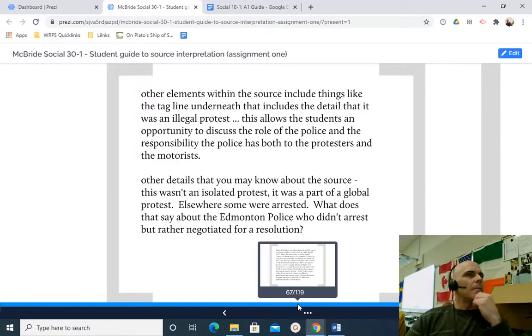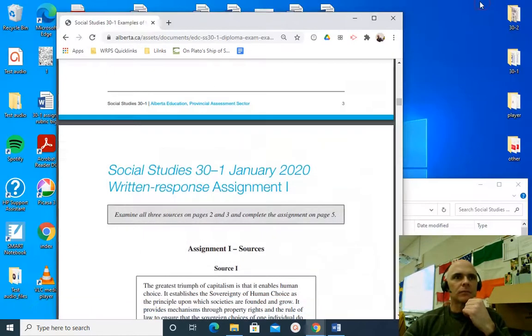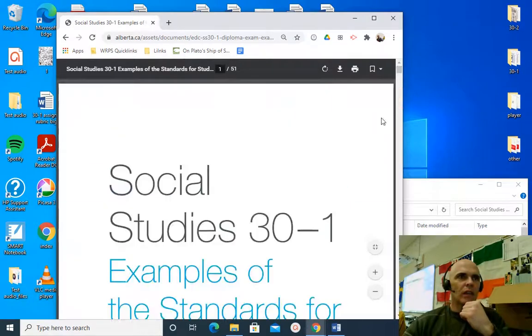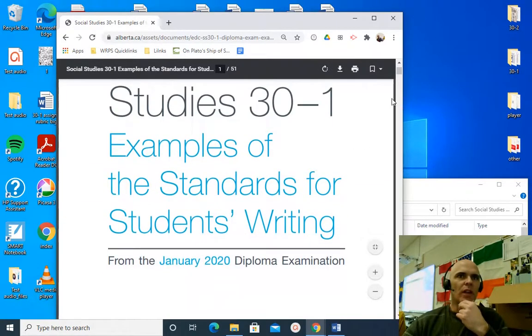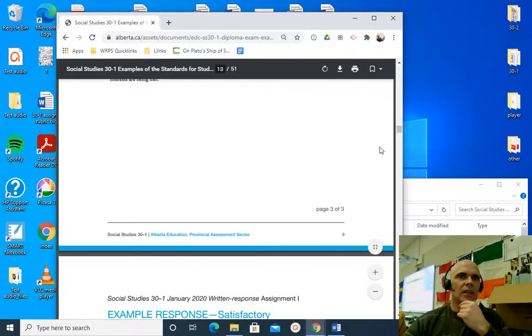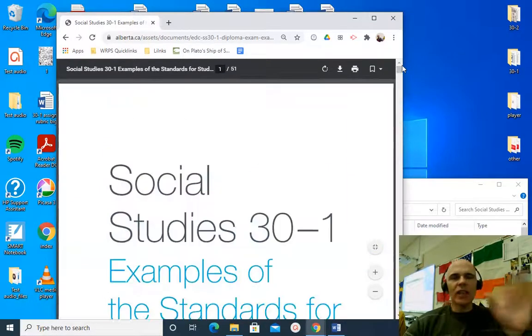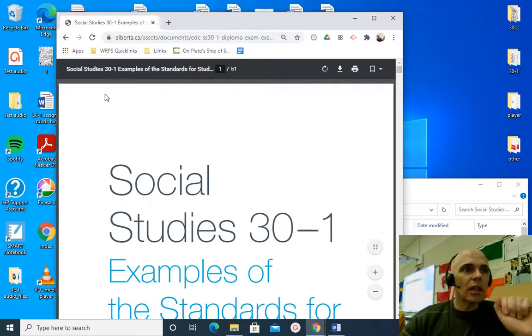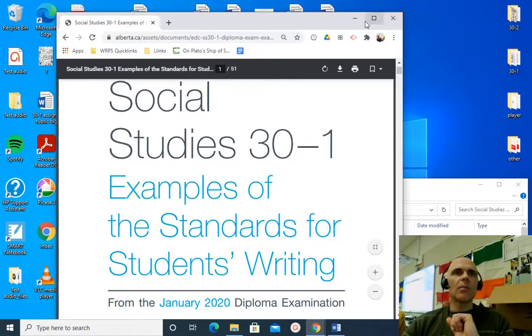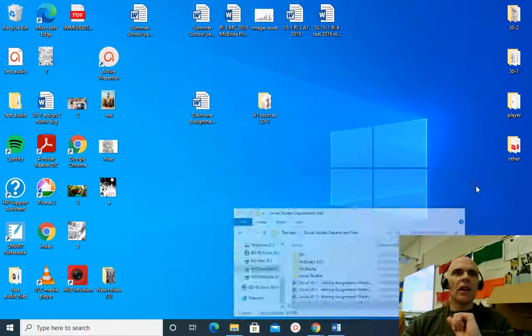So we also have a website. If you go to Alberta Ed, there are examples of students writing for A1, and I always have my students take a look, and then they can see what an S looks like, a PF and an E. So I tell them to just go to Google and type in Social Studies 30-1 examples of writing, and they can see samples of A1 and A2 writing.